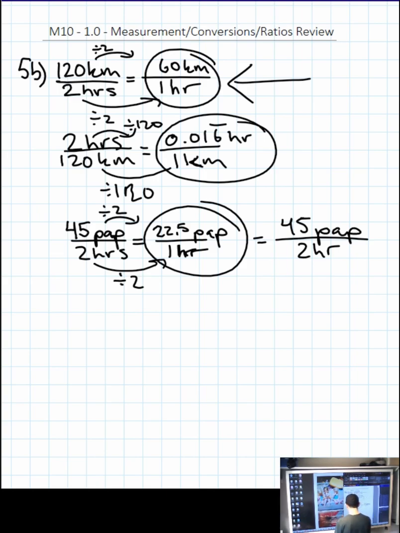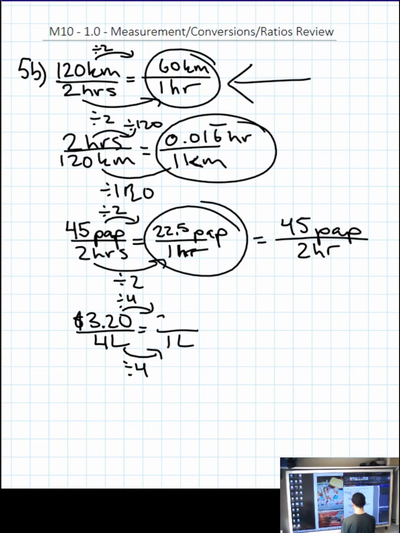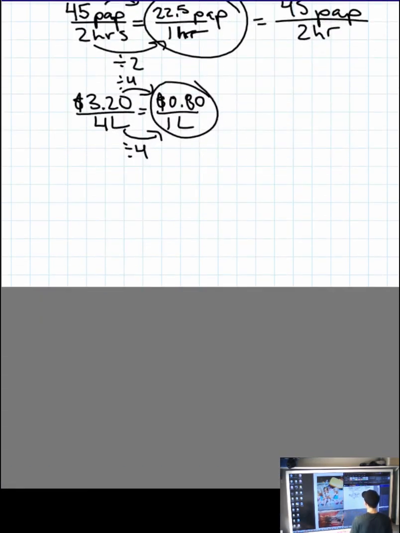Okay, milk costs $3.20 for a 4-liter jug, and we want to get that down to a unit rate, so over 1 liter, and we're dividing the bottom by 4, so we must divide the top by 4, and $3.20 divided by 4 is $0.80 per liter. But here's an example where we might want to find the other unit rate.